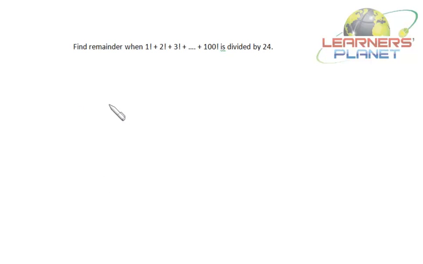Now let's see this problem. Find the remainder when 1 factorial plus 2 factorial plus 3 factorial till 100 factorial is divided by 24. Now let's begin. 1 factorial is 1, 2 factorial is 2, 3 factorial is 6, 4 factorial is 24, and so on.